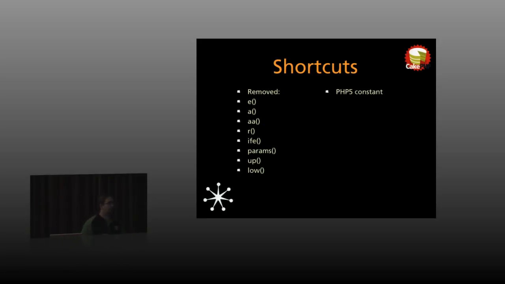So dropping PHP 4 has allowed us to do a whole heap of things. There was a great search through the core, looking for the PHP 5 constant, because we don't need to check for PHP 5 anymore. We require PHP 5 on CakePHP 2.0. So we dropped the PHP5 constant, and we did a few other optimizations through there. The E shortcut has been removed, and similar. Up and low, those sorts of things. Things that are provided by PHP itself, we've removed the shortcuts for those. So instead of using E, you just use echo. It's fairly straightforward, that one.